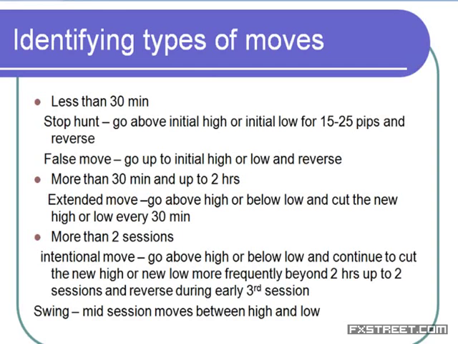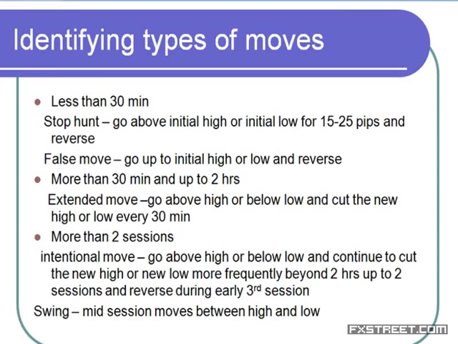Identifying the type of moves, I explained it in the previous part also, and in case somebody wants to know it, there are 4 different types of moves they basically do. Besides, they have the swings in between. The first one is the stop hunt. During session start and session close time, they make a move above the initial high or below the initial low, a breach of 15 to 25 pips, and reverse within 30 minutes.